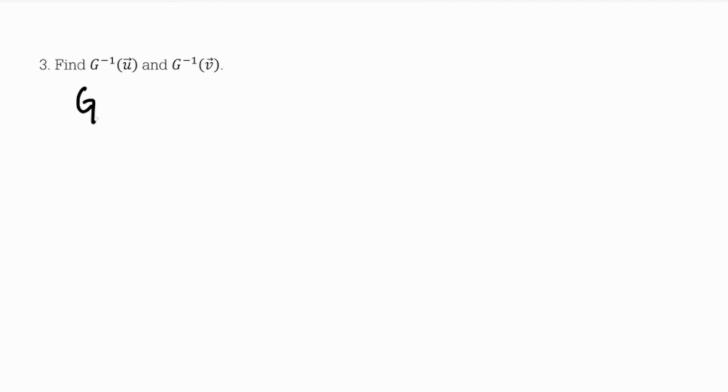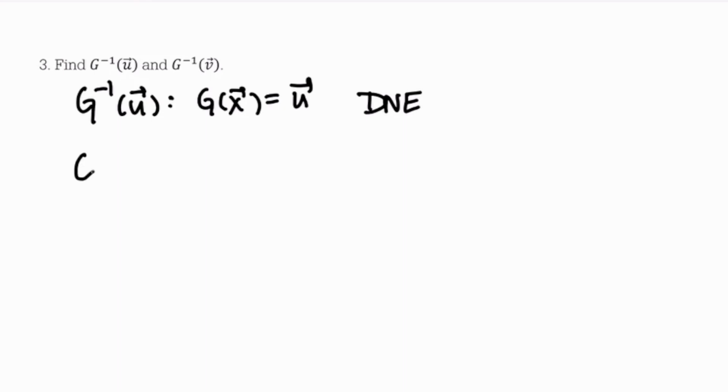We're saying, all right, g inverse of u, that's where g of x equals u. Okay, this doesn't exist because you used a two-dimensional vector, and that's the domain, not the codomain. Inverse of v, that's going to be solving the equation g of x equals v.